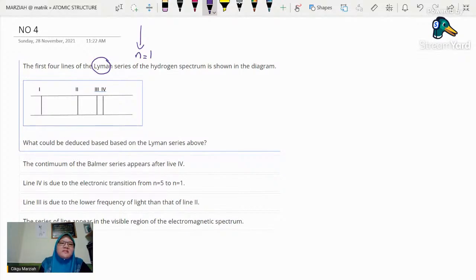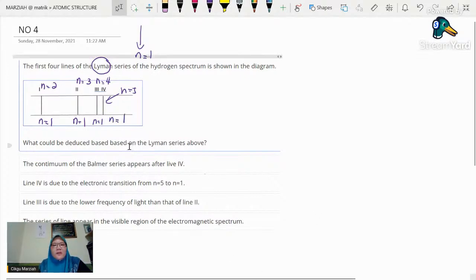diagram. So if you can see, nombor 1 ni lambda dia lebih besar. So this is the transition n equal to 2 to n equal to 1. This is transition n equal to 3 to n equal to 1. This is n equal to 4 to n equal to 1. And number 4, n equal to 5 to n equal to 1.